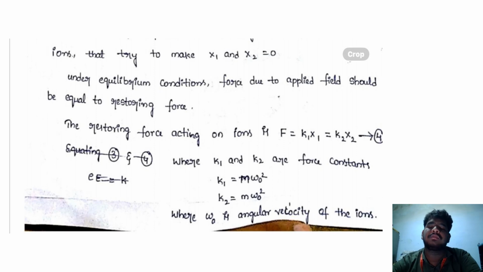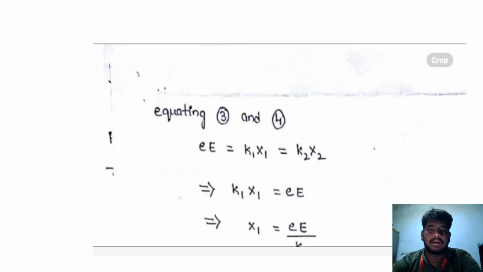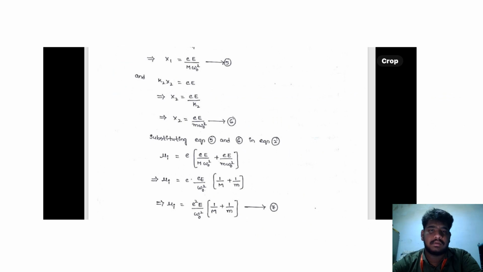k1 equal to m omega square, where omega is the angular velocity of the ion. From equation 3 and equation 4, F equal to k1 x1 equal to k2 x2, k1 x1 equal to small e capital E, so x1 equal to eE by k1, that is x1 equal to eE by m omega naught whole square.